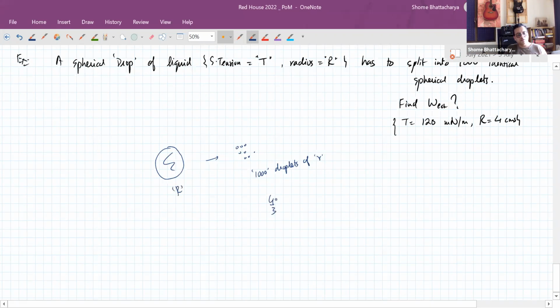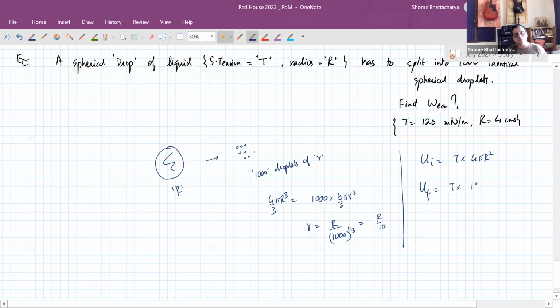So volume conservation will tell you that each one will have a radius of r by 10. So your initial surface energy was surface tension into 4 pi r square, but your final surface energy will be surface tension into 1000 droplets of radius small r. Okay. And your work done by external agent will be equal to the increase in surface energy.